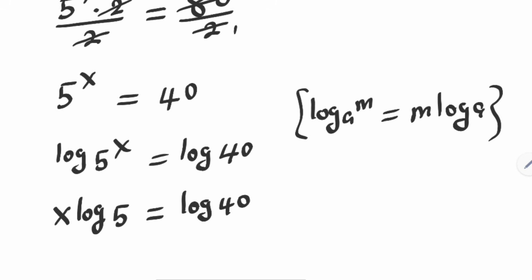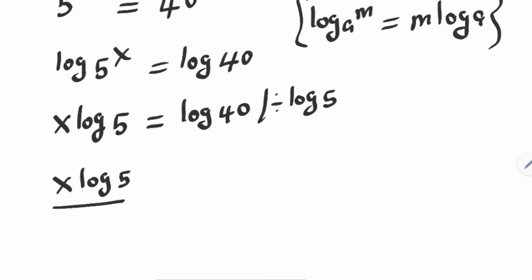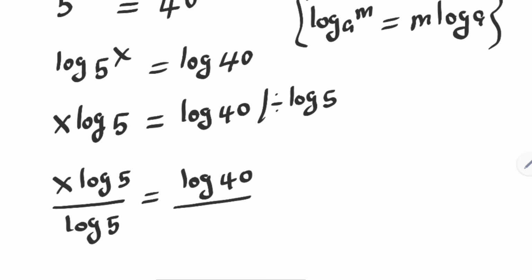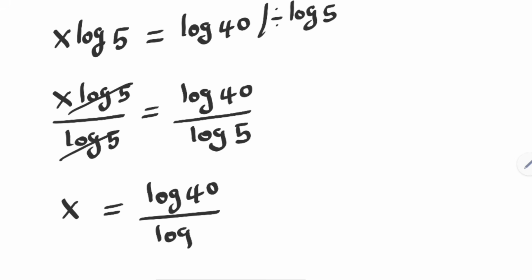Now let us divide the whole of this equation by log 5. Then this is x log 5 divided by log 5 is equal to log 40 divided by log 5. This log 5 cancels this log 5. X is equal to log 40 divided by log 5.